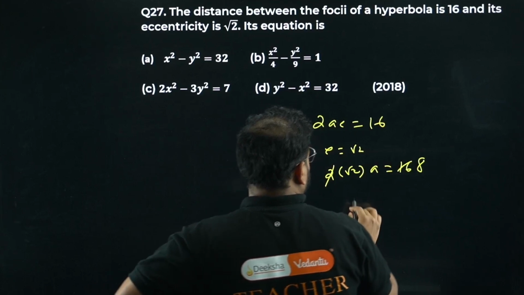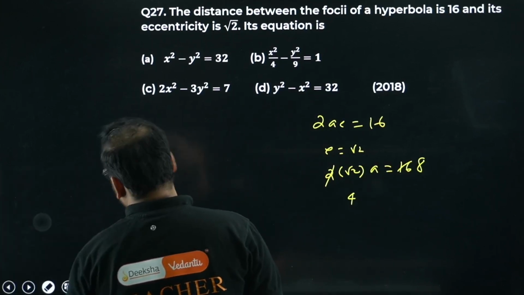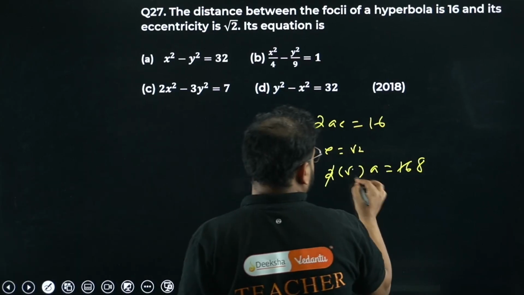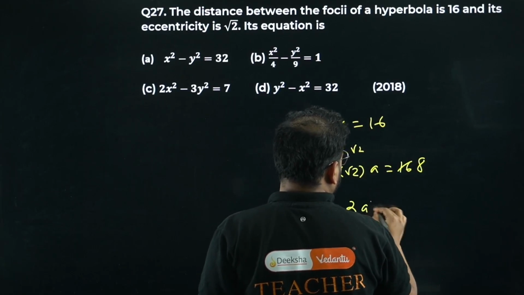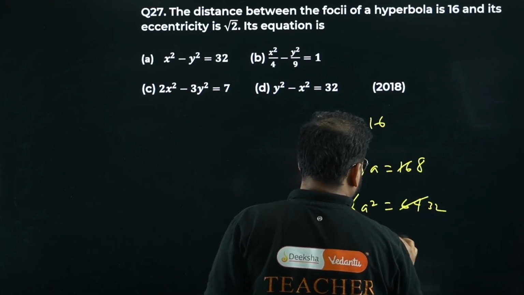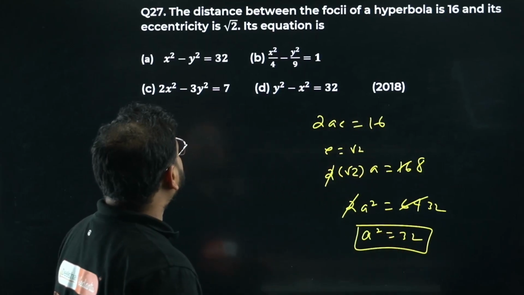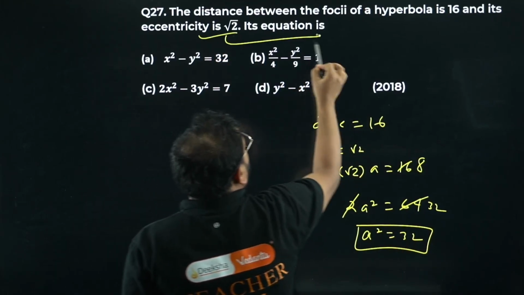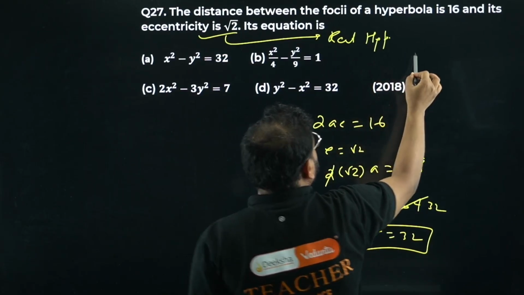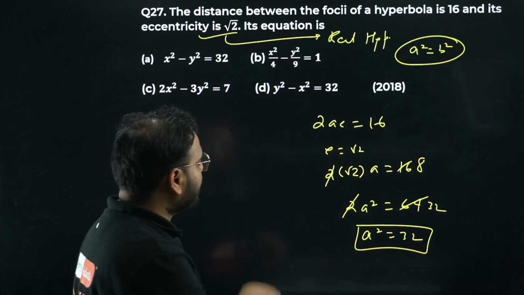Squaring on both sides, I have 2a square equals 64. So 2 gets cancelled, 32, I get a square is nothing but 32. Have a look. They have given root 2 eccentricity. It means rectangular hyperbola, which means a and b will be equal. If not, you can solve it.